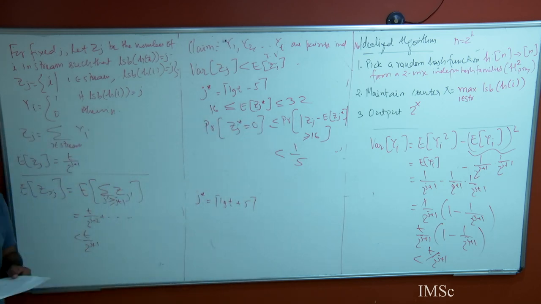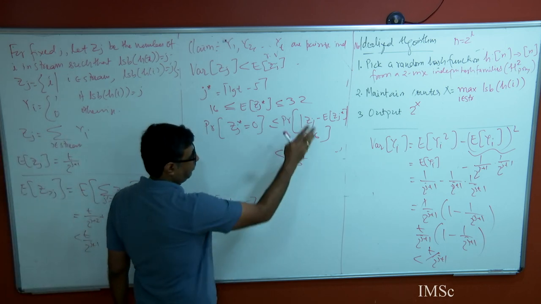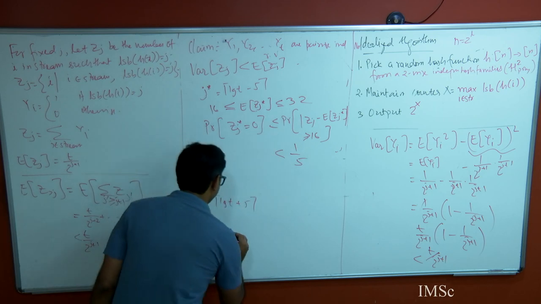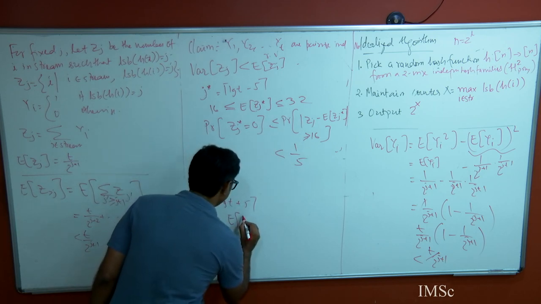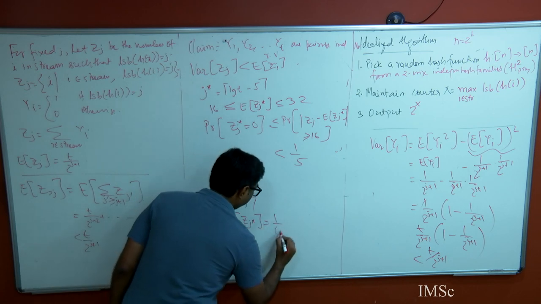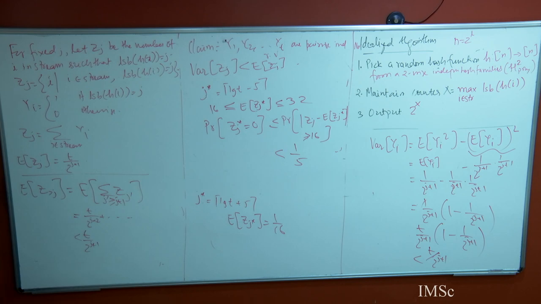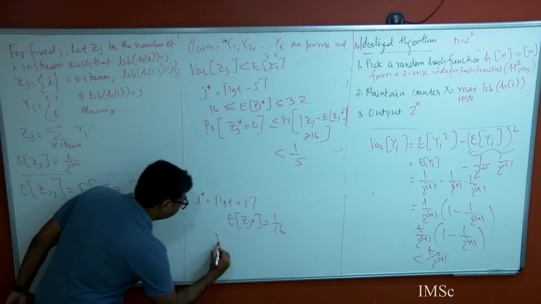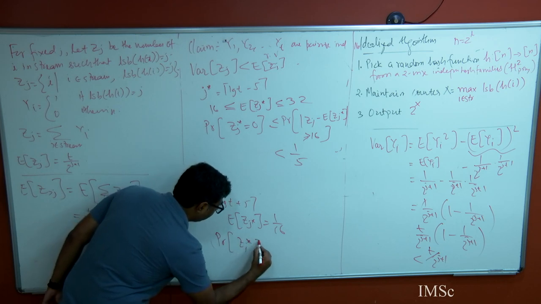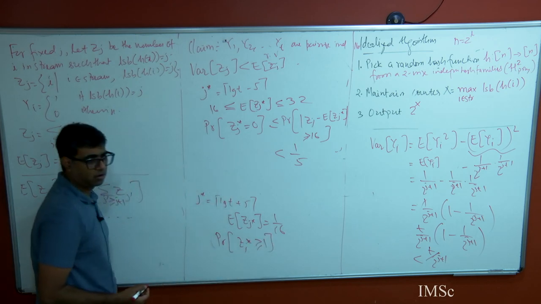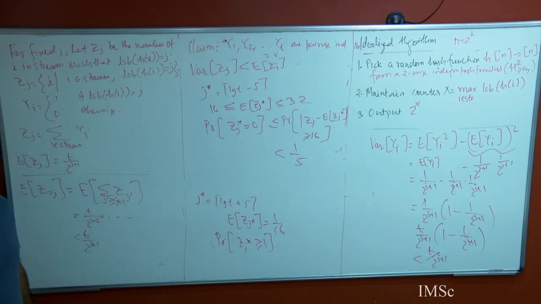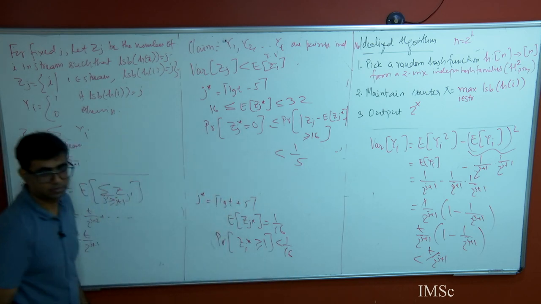Okay, just apply it. So if I do log t plus 5, you can show there is nothing amazing happening here. Okay, what is the expectation of Z_j star here? It's roughly 1 over 16. Okay. And then let's ask ourselves, what is the probability that Z_j star is greater than or equal to 1? By Markov it is? What is this? 1 over? That's it, right?